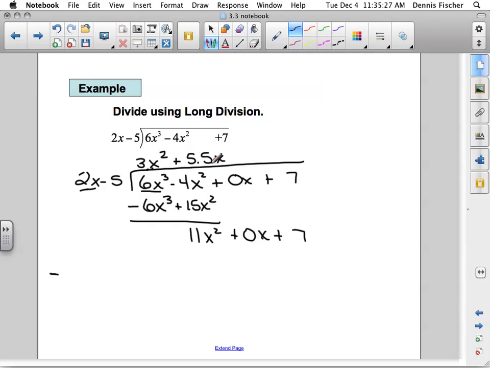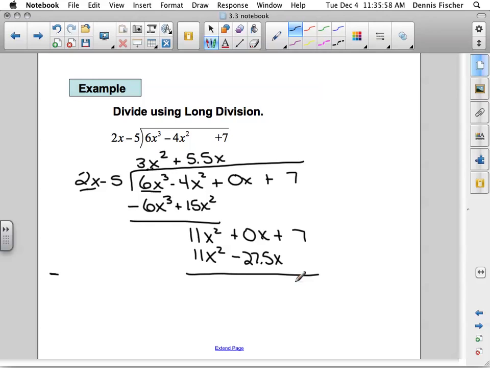5.5x times 2x is 11x squared. Minus, and now we have 5.5 times that, I believe, is 27.5x. Wait, what about the 7? This times this will give me 11x squared, right? This times this is 27.5x, right? What do you do with the 7? No, that's coming down. It's still there.